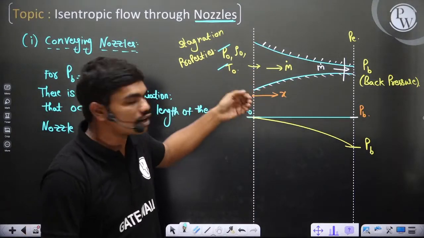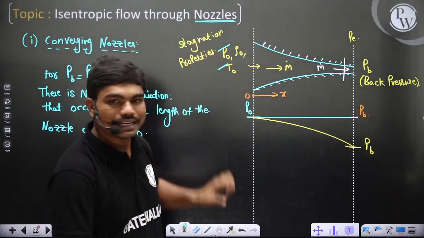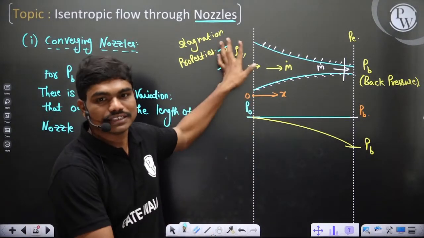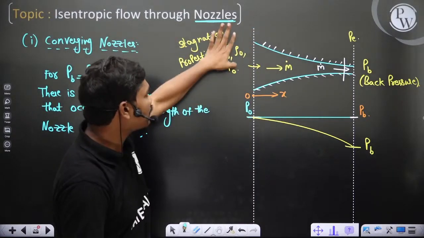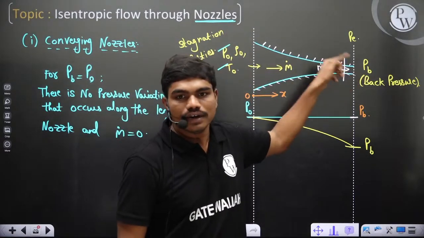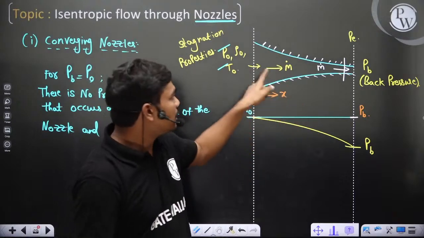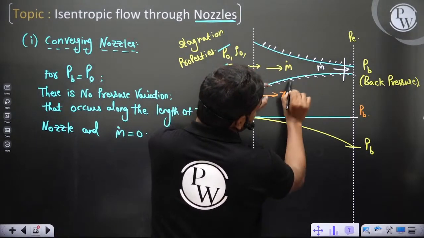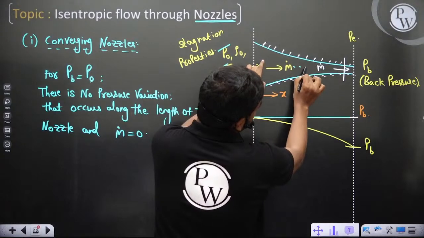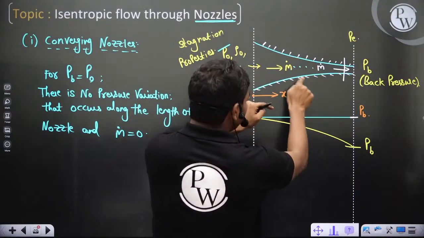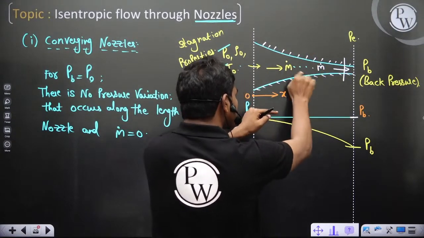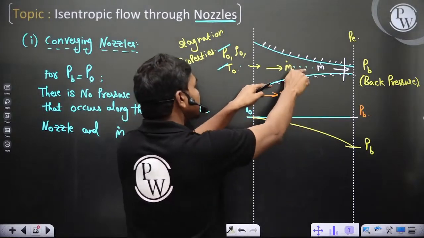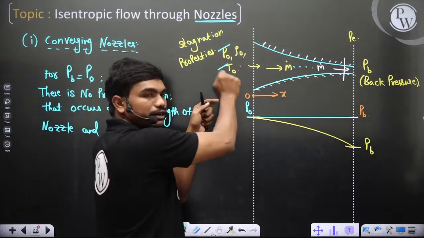Since energy cannot be destroyed or created, this P0 and T0 will depend on the given state. Let's say I am maintaining this tank at P0, T0. At any point in this flow, if I calculate the stagnation properties, since here the fluid is in static condition, and if the fluid is moving like this, at any point in the flow, if I stop this flow and bring these particles to rest again, and measure P and T again, they will be the same as P naught and T naught. Yes or no?